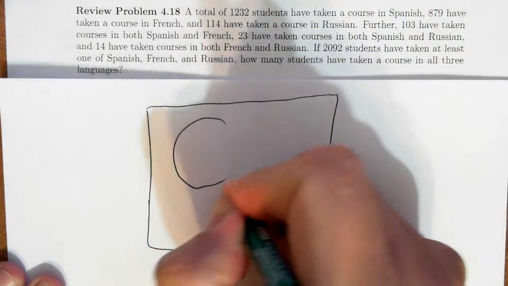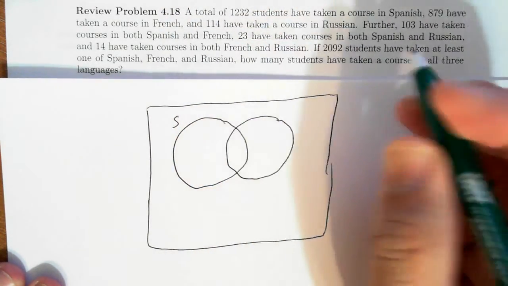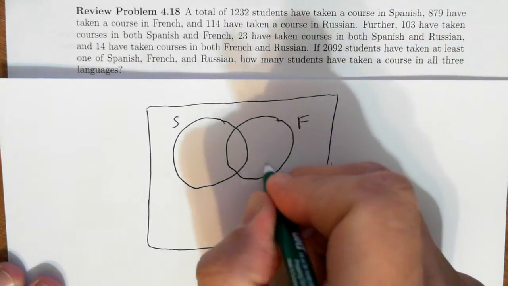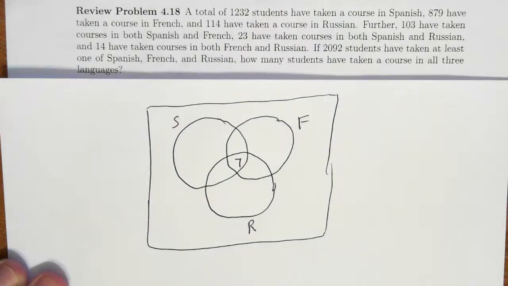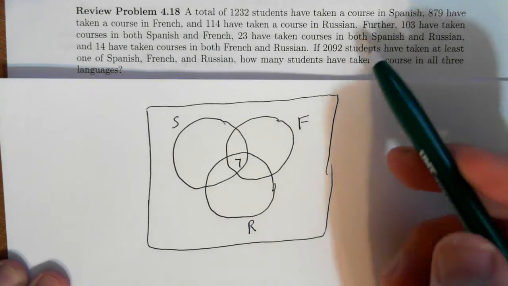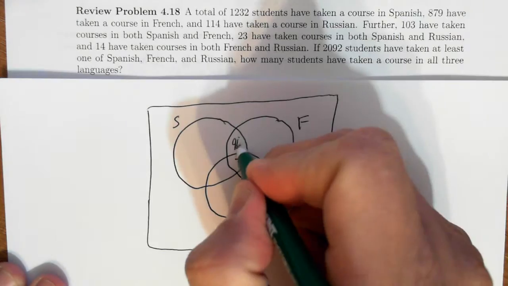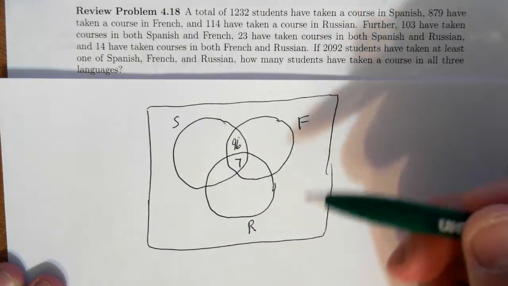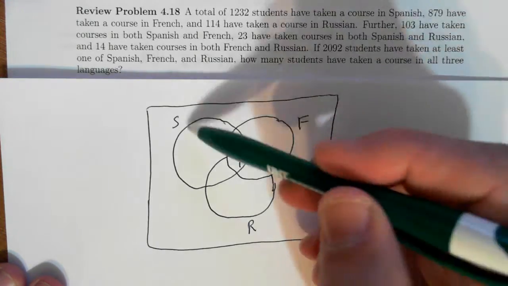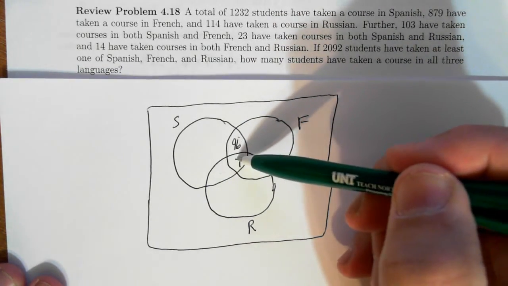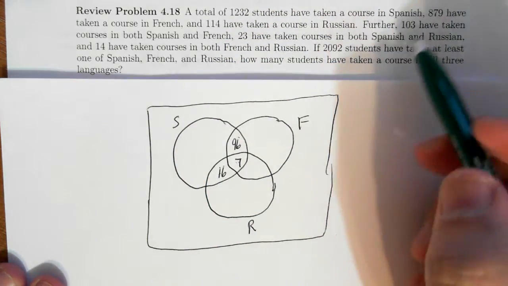So we'll draw a Venn diagram. This will be the Spanish circle. This will be the French circle, and this will be the Russian circle. And we found 7 to be in the intersection. And so if there's 103 that have taken both Spanish and French, that means 96 are in this part of the picture. If we have 23 that have taken Spanish and Russian, so this total is 23, which means there needs to be 16 here, so that these two numbers add up to 23.